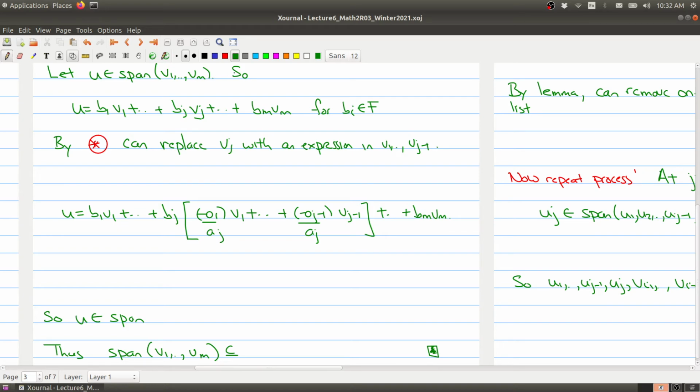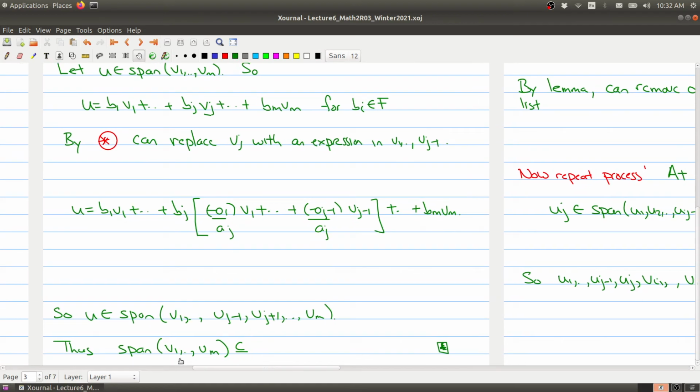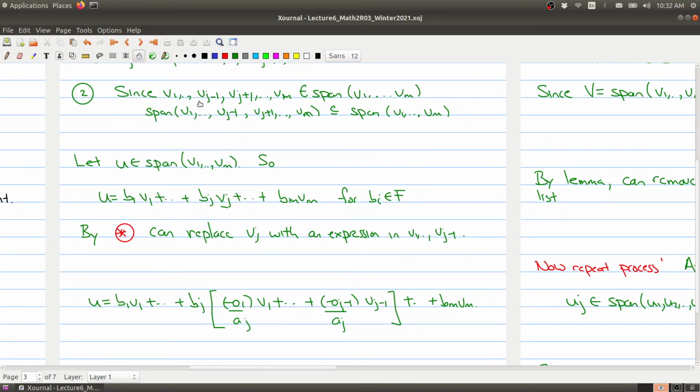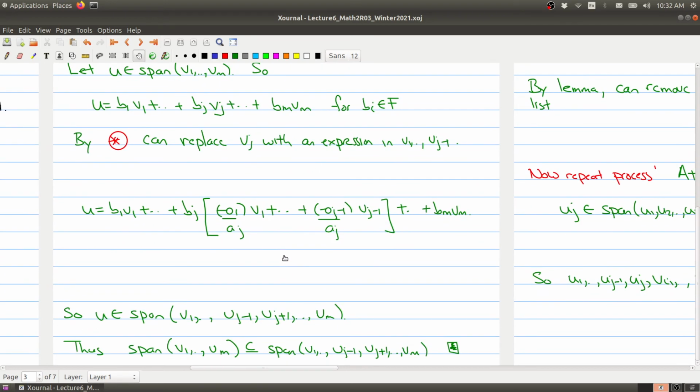Because of that, u now lives inside the span of v1 up to vj minus 1, vj plus 1 up to vm. Thus, the span of v1 through vm lives inside the span of v1 up to vj minus 1, vj plus 1 up to vm. Going back to the beginning, we showed this set was contained in the span of v1 through vm, but now we've shown that the reverse inclusion also holds, so these two sets are the same.